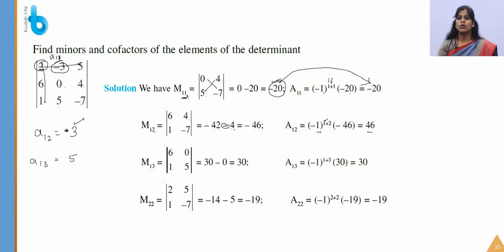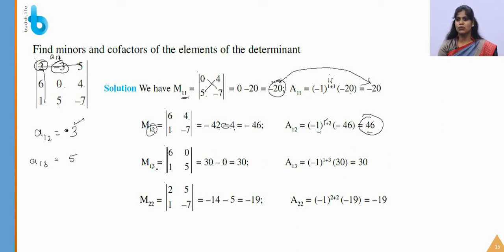If the sum of the element's row and column indices, that is first row, first column, is even, you just write the same minor value as the cofactor value. If it is odd, you just write the same minor value with its sign changed. If it is minus, you can write plus. If it is plus, you can write minus.